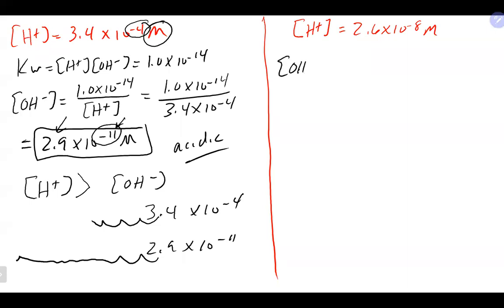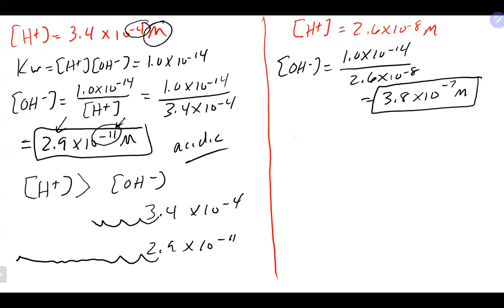Coming to our next one, basically same calculation. We're going to do OH minus is equal to 1 times 10 to the minus 14 divided by our H plus. And in this case here, 1 to the negative 14 divided by 2.6 to the negative 8, going to give us, looks like 3.8 times 10 to the minus 7 molar.